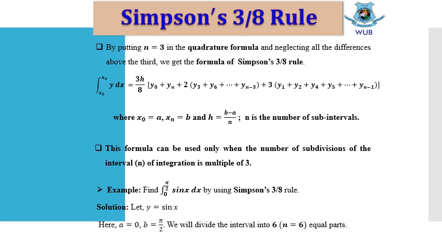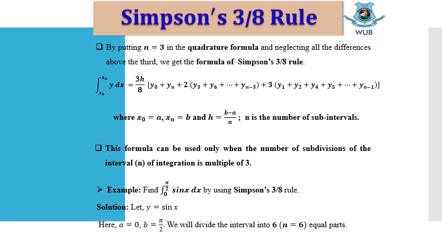This is Simpson's 3/8 rule, where x0 equals a and xn equals b, and h equals (b minus a) divided by n, which we already know, and this is the sub-interval. This formula can be used only when the number of subdivisions of the interval of integration is a multiple of 3.